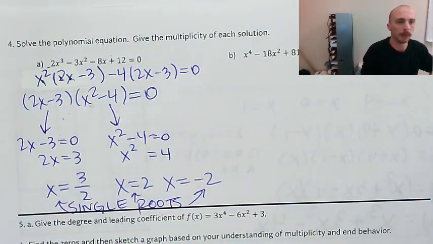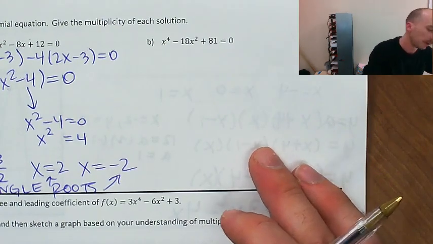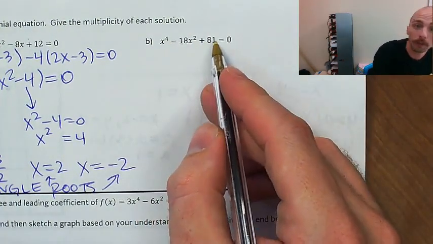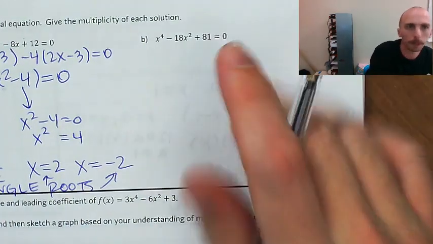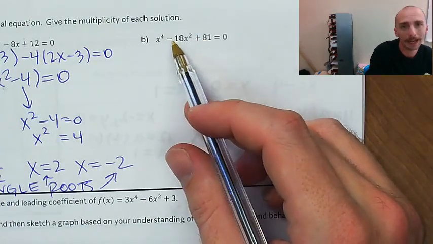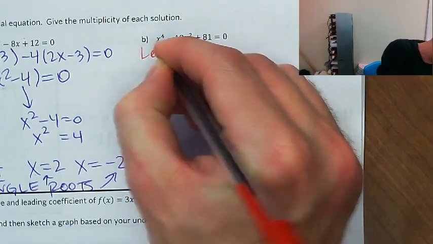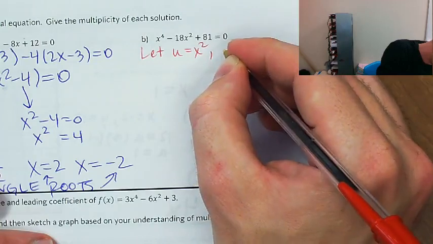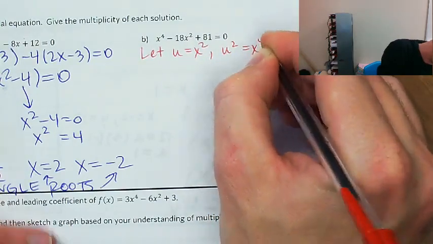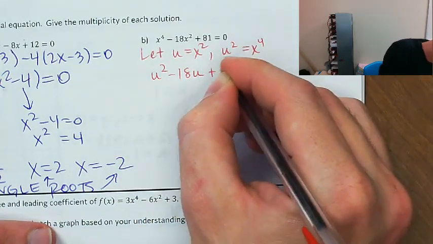All right, and B, we've got a 4th degree polynomial, and this one's going to be factorable using that substitution technique, right? We've got 4th power, 2nd power, no x's. So this is going to be like x squared plus some number and x squared plus some other number, where those numbers multiply to positive 81 and add to negative 18. So just in case it had been a while since you'd done one of these, let u equal x squared so that u squared equals x to the 4. Then I'm working with u squared minus 18u plus 81.